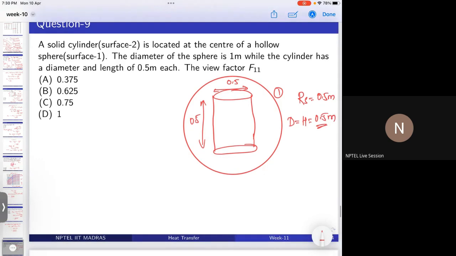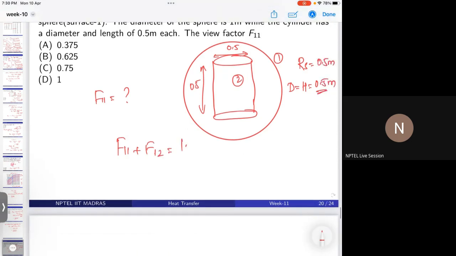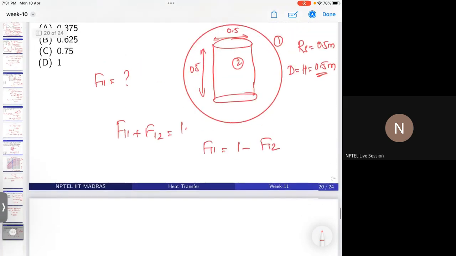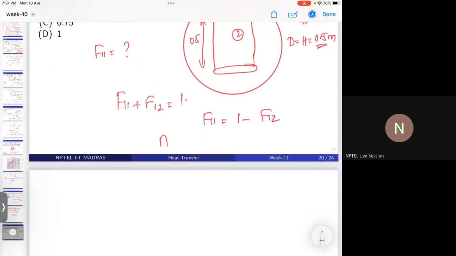So we are asked to find out what is F11. F11 plus F12, the entire surface, the solid cylinder, we are taking it as 2. F12 is equal to 1. So F11 is equal to 1 minus F12. If you find out F12, we can find out this one. Okay. So A1 F12 is equal to A2 F21.